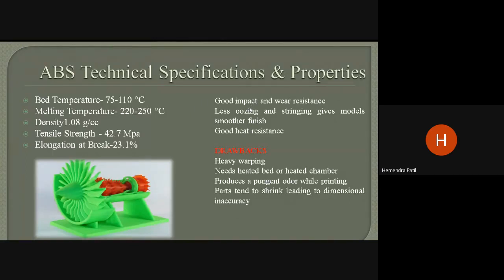ABS material has good impact and wear resistance, and less odor and steam, giving the model a smooth finish, and it has good heat resistance property. And if we see the drawbacks of ABS material, it has heavy warping and needs a heated bed or heated chamber. It produces a pungent odor while printing, and parts tend to shrink, leading to dimensional inaccuracy. So here are some of these drawbacks. And if we talk about the price of ABS, it is 700 to 1000 per kg. You will get it easily online, and the shrinkage ratio of the material is about 0.6.